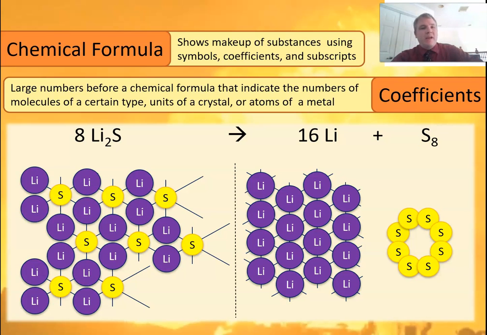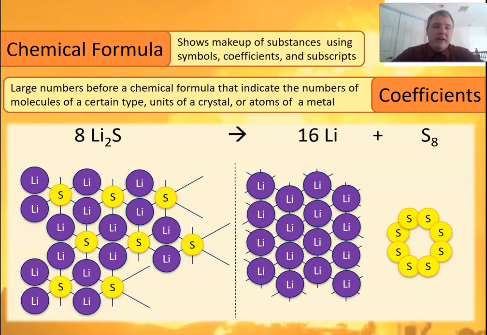So this is what the chemical reaction looks like. You'll see that I have a certain arrangement of 8 units of lithium sulfide on the left. And then when I react in a certain way, I'm going to decompose it so I have 16 atoms of lithium on the right and 1 unit of sulfur with S8, 8 sulfur atoms bonded together in a ring on the right side of this equation.